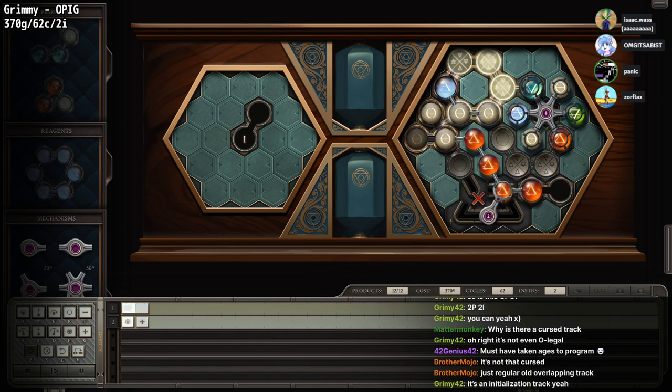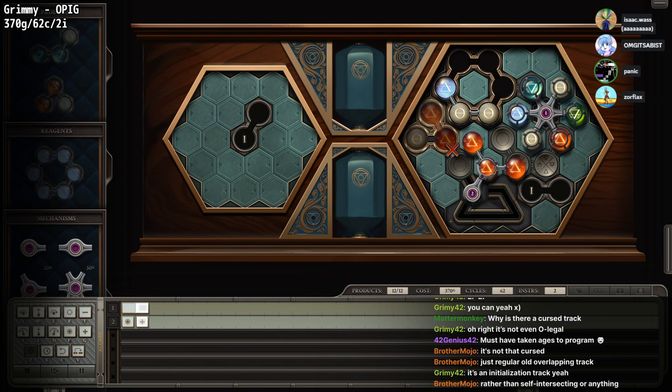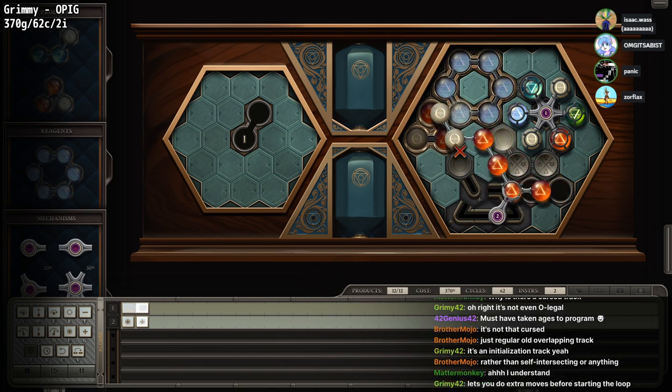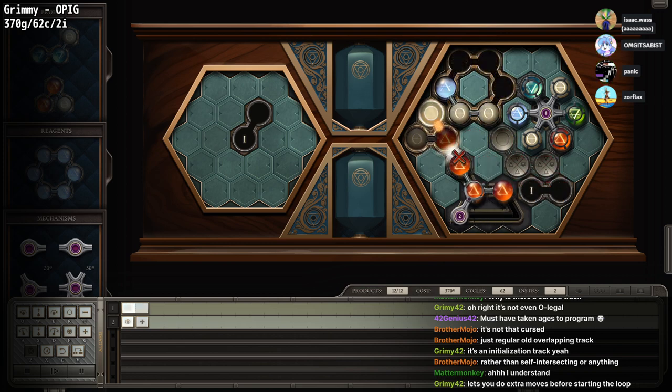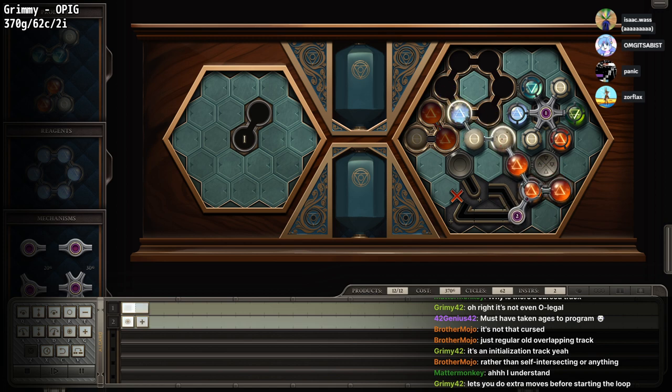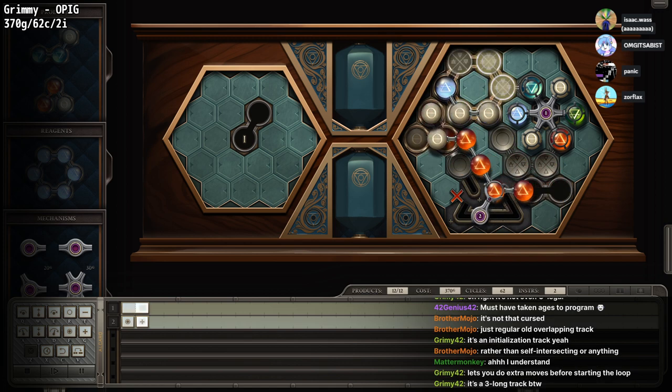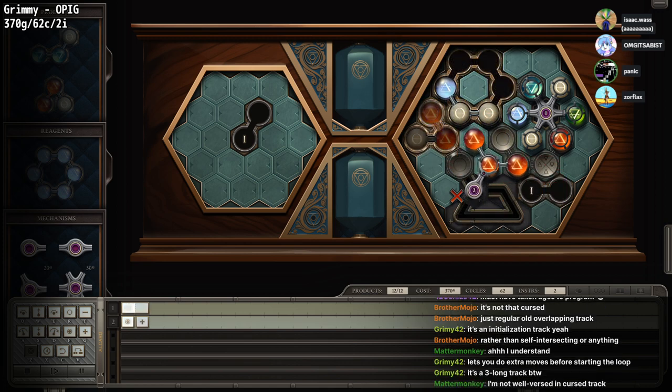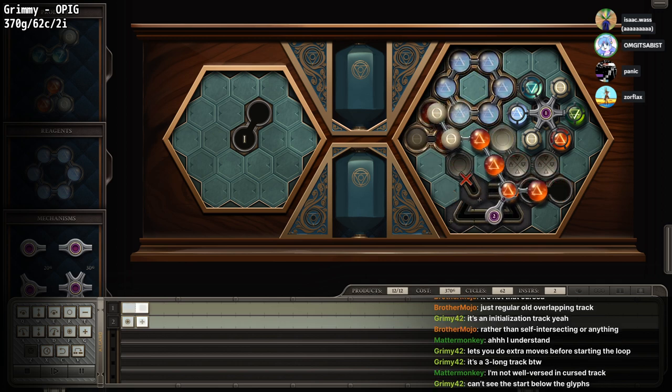Yeah, this track is here because it initializes. So when you have a track like this, it always follows the bottom one if they're overlapped. So you can overlap, have the arms start here, and then it goes onto the track and just keeps going around. Neat. It's a 3-long track. Oh, right, it starts from up here. It starts grabbing the input.